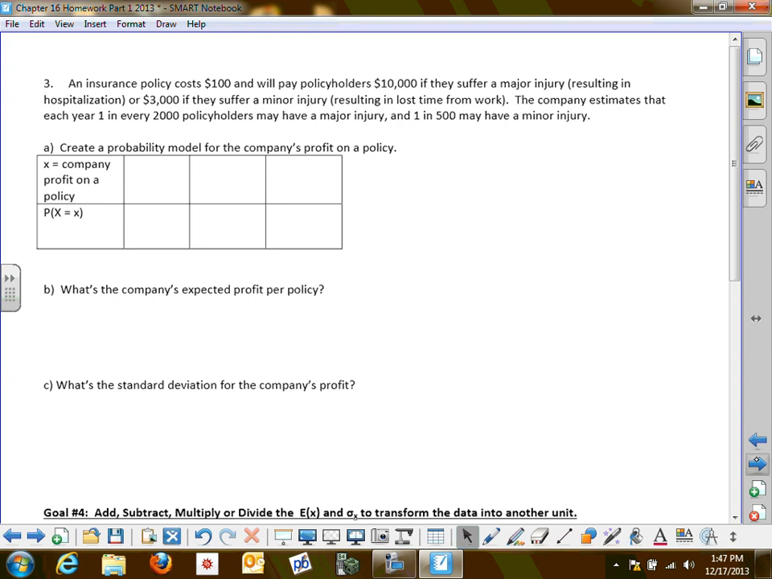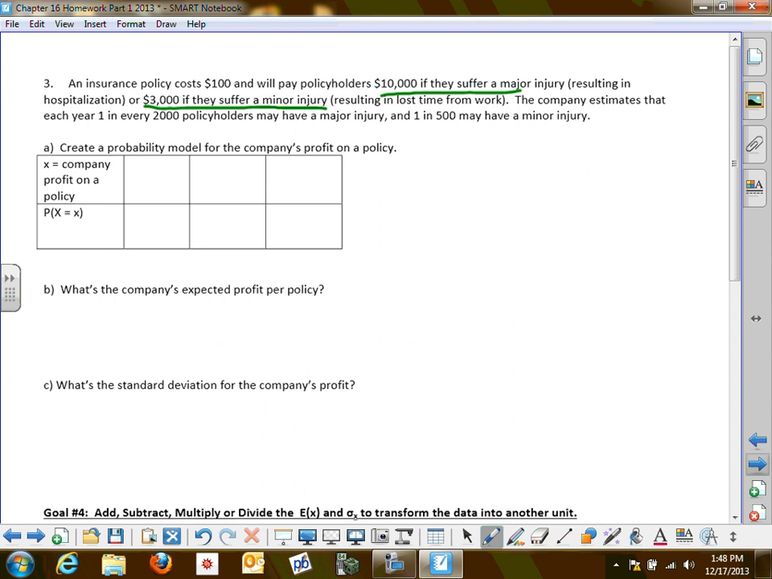And then the insurance company is going to pay the policyholder $10,000 if they have a major injury. And that means going into the hospital. Or the insurance company will pay them $3,000 if they have a minor injury. They didn't go into the hospital, but they did lose work.